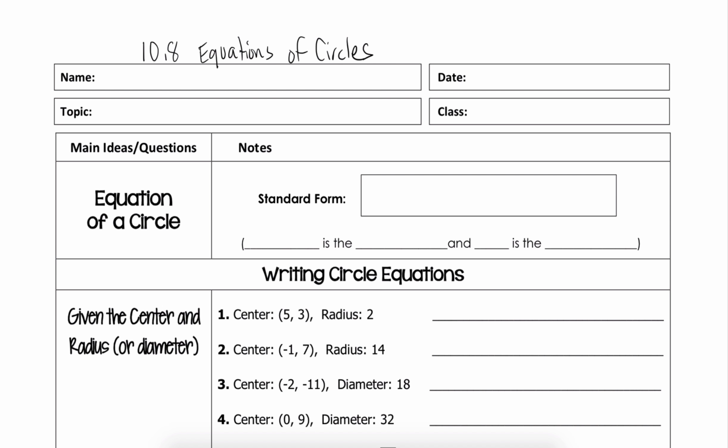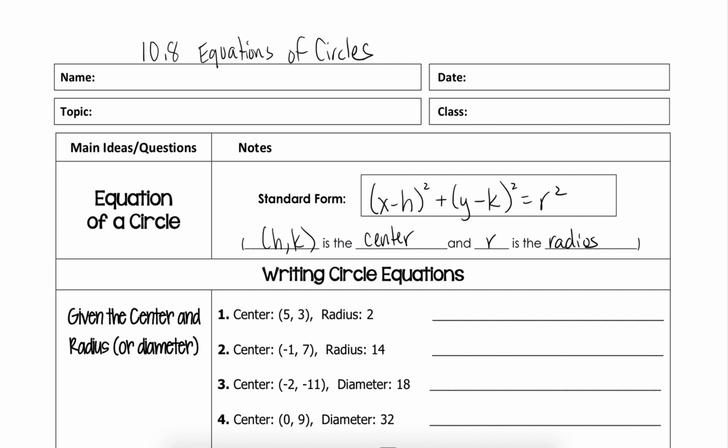The standard form is (x − h)² + (y − k)² = r². The point (h, k) that we see in our equation, the h and the k, comes from this ordered pair (h, k), that is the center of the circle. And of course, the r is the radius. I'm not going to throw in any new letters after all this. So let's just practice this a little bit.